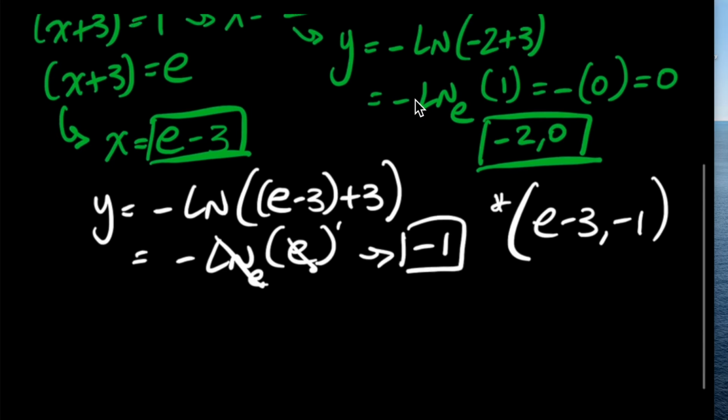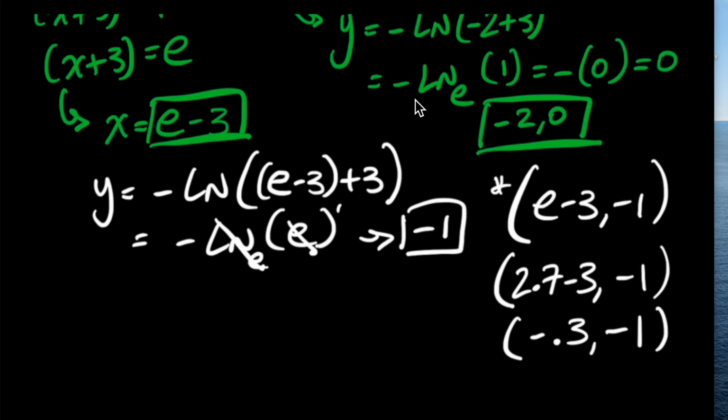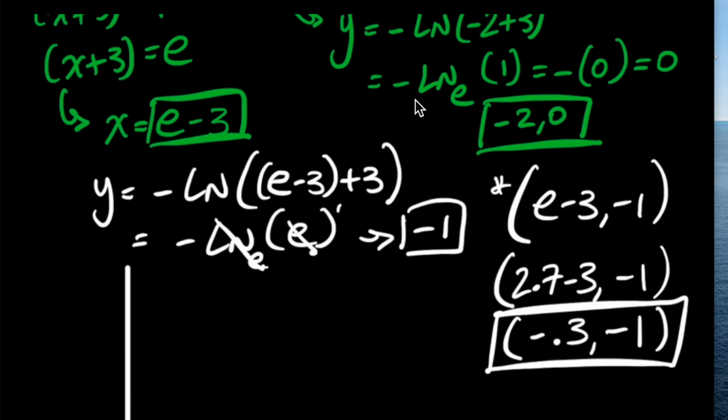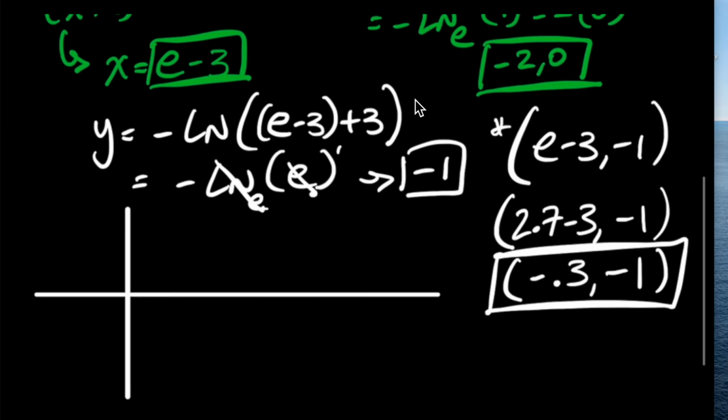And we can clarify e minus 3 by saying e is roughly 2.7, minus 3, so that is going to be about negative 0.3, comma, negative 1. Okay, so we have our vertical asymptote. We have our 2 points. Our vertical asymptote is x equals negative 3.